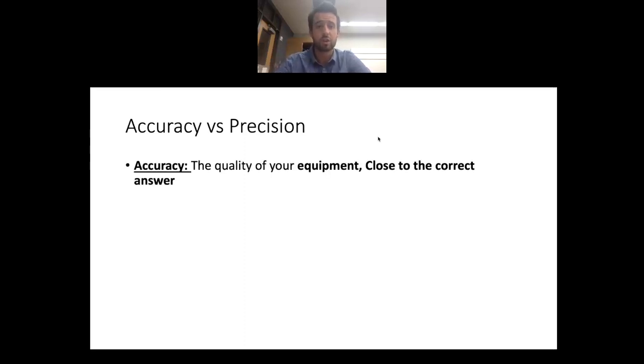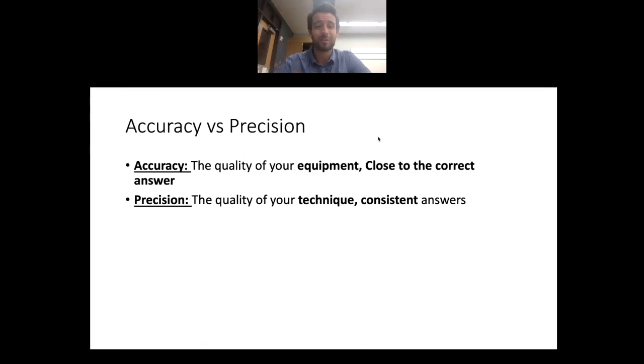Accuracy is based on the quality of your equipment. So that means that you're going to get an answer close to the correct answer. Go ahead and write that down, please. Precision is the quality of your technique, and this is the idea that you're going to get consistent answers. So go ahead and write that down.